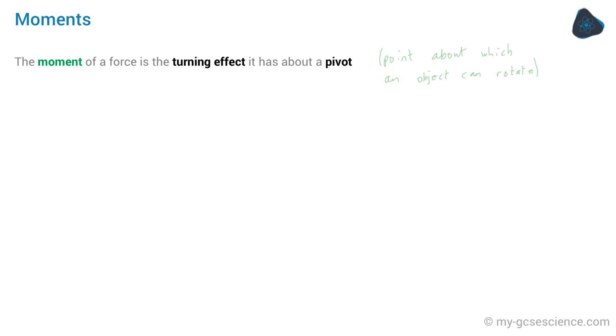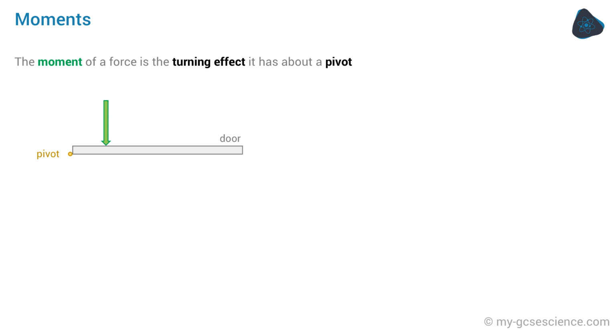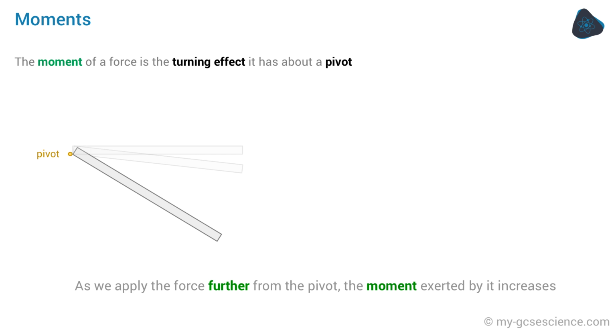A pivot is just a point about which the object can rotate. Let's say you're trying to push open a door. Its hinges form the point about which it can rotate. We know that if we exert a force on the door close to its pivot, it'll be quite difficult to open, but if we exert the same force further from the pivot, say here, then the door will be easier to open. As we apply the force further from the pivot, the turning effect or moment exerted by it increases.